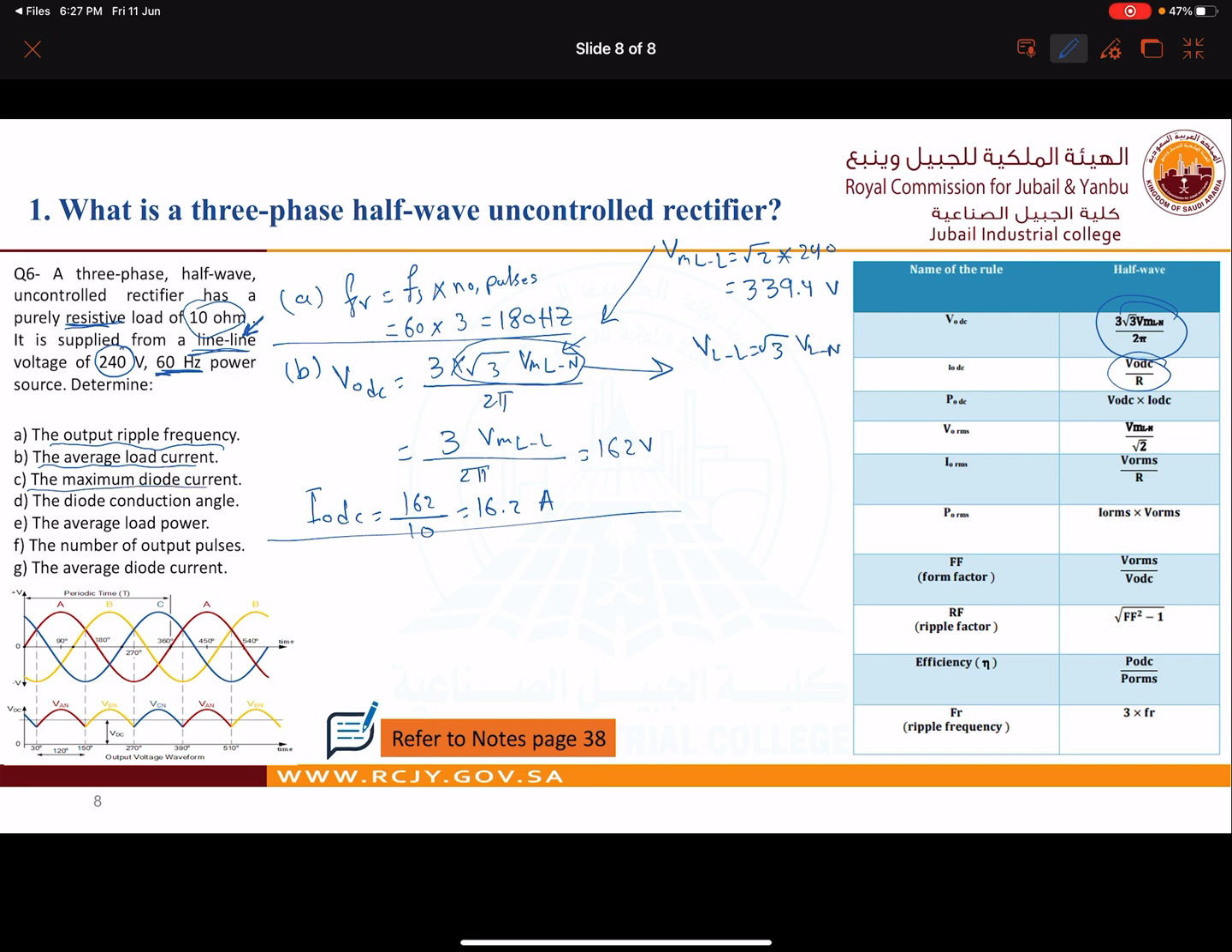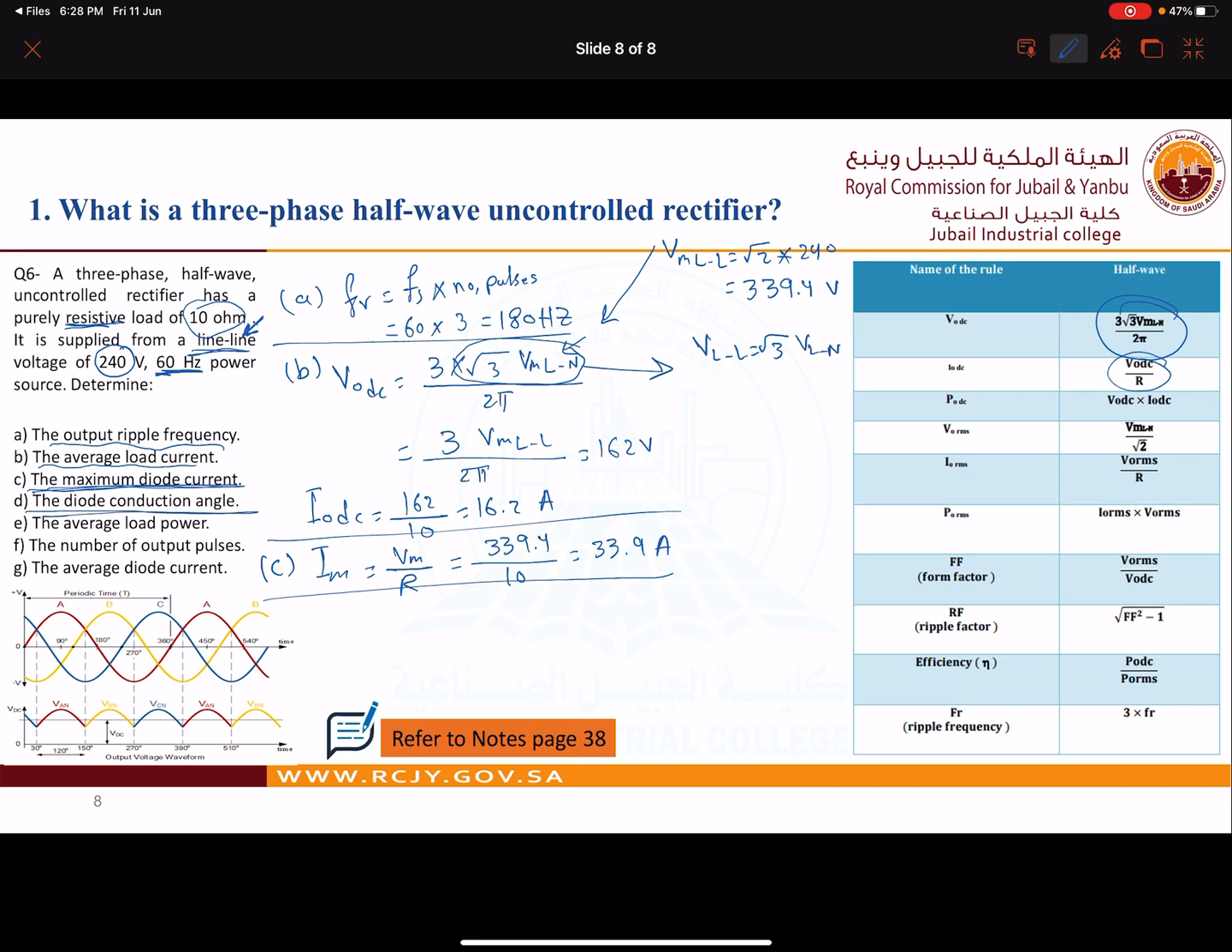Now what about the maximum diode current? Imax is just V maximum divided by R. V maximum is 339.4 divided by 10, which is equal to 33.9 ampere. Okay, this is for C.